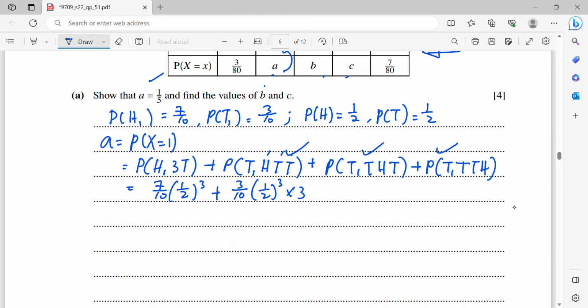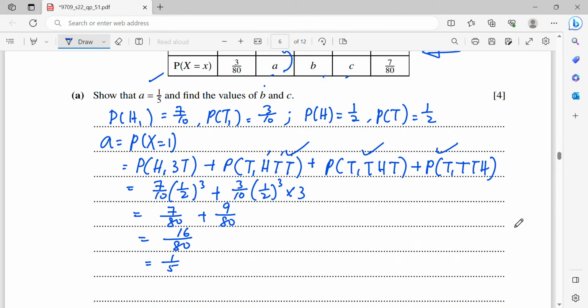So when you calculate, it will be 7/80 plus 7/80. That means you are getting 14/80. Oh, sorry, the next one is 9, not 7. Here is 9. So 9 plus 7, it will be 16. Therefore, you are getting 1 over 5.